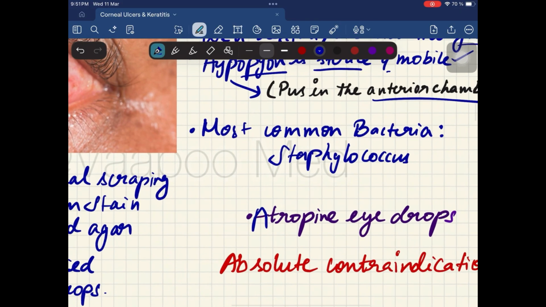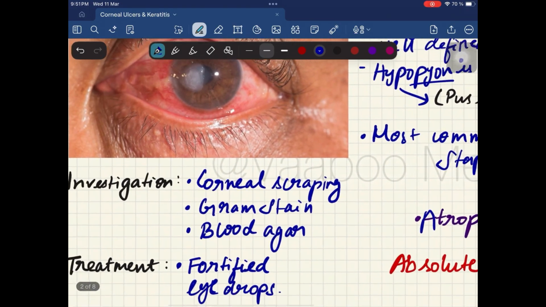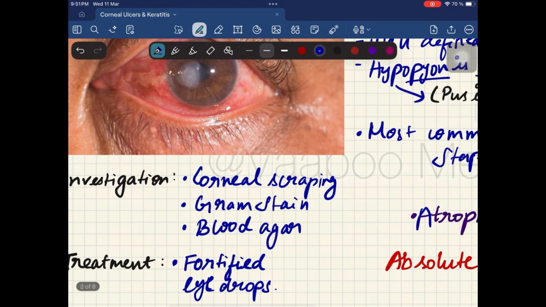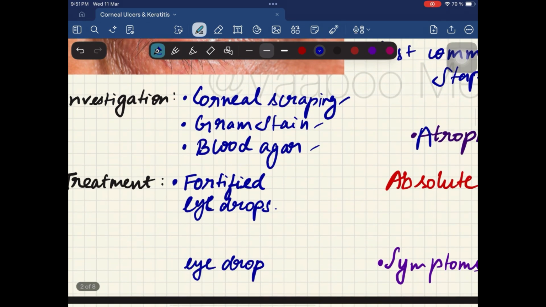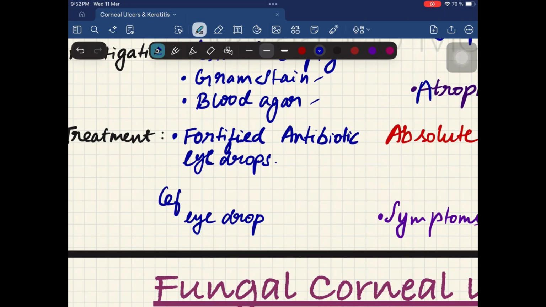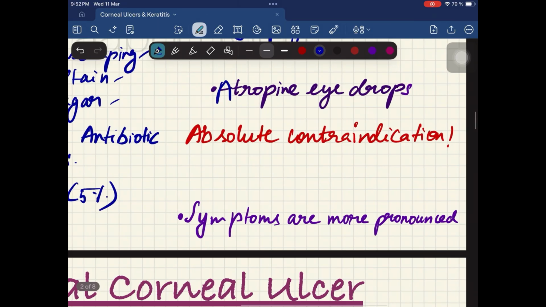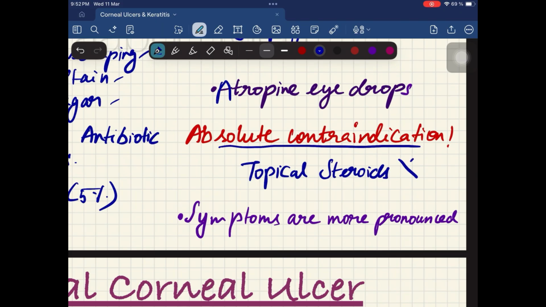Let's see the investigation. It's corneal scraping, gram staining, blood agar. The treatment is we use antibiotic ointment or eye drops. In this case, we use ceftazidime 5% eye drop. The most important thing to see here is topical steroids are an absolute contraindication. We should not use topical steroids. Atropine eye drops can also be used.